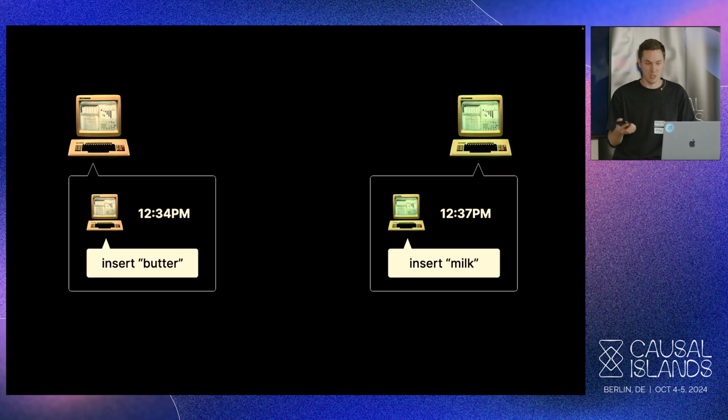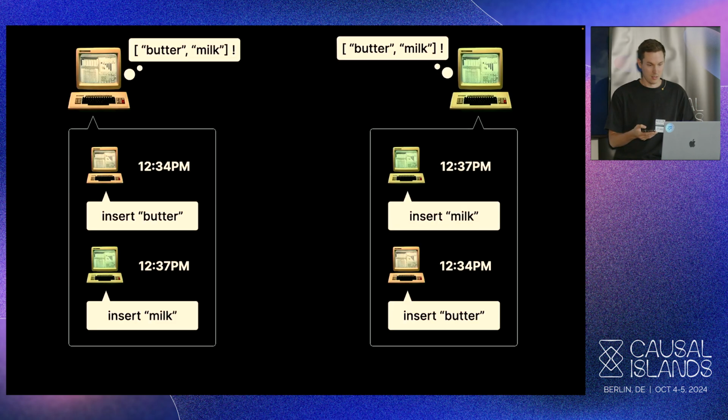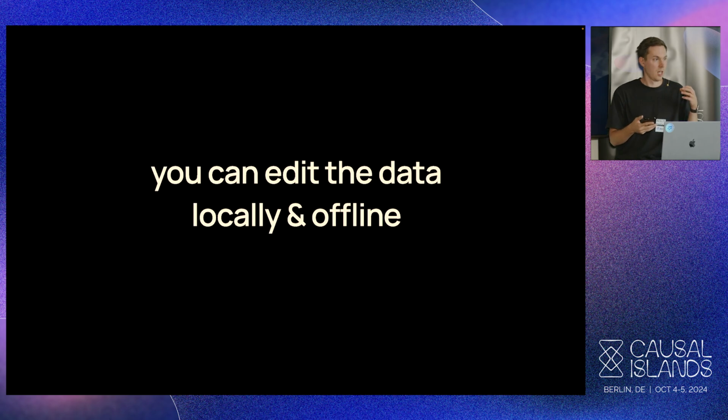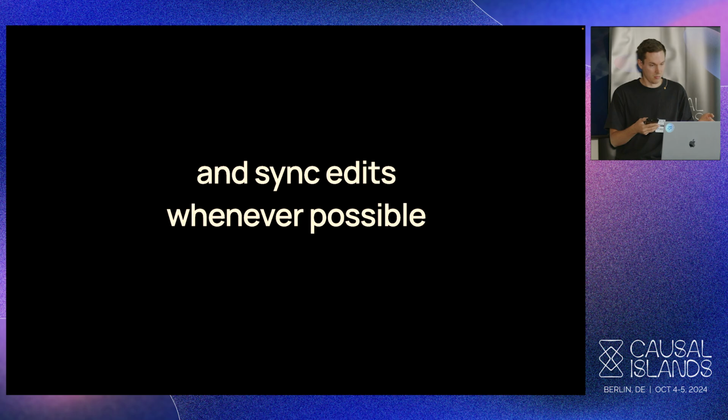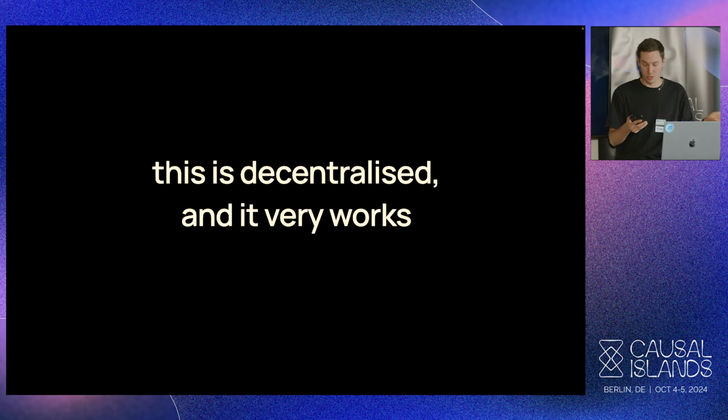And then another machine says, I'm a machine inserting milk at 12:37, and then we just exchange these histories of what happened. We both have all the events that happened, and we might even have them in different orders, but because we have the timestamps, we can come up with a deterministic way of building a view over that history that represents the current state, and everyone agrees, even though we just had to exchange the missing events, right? The cool property of that is you can edit your data locally and offline and just sync edits whenever possible. This is decentralized and it very much works.